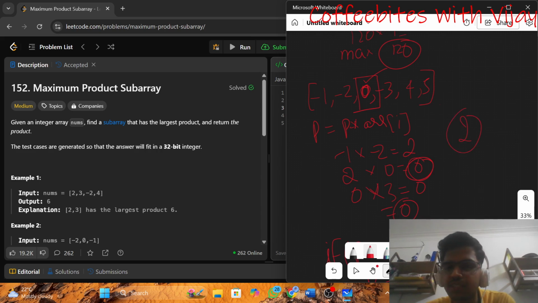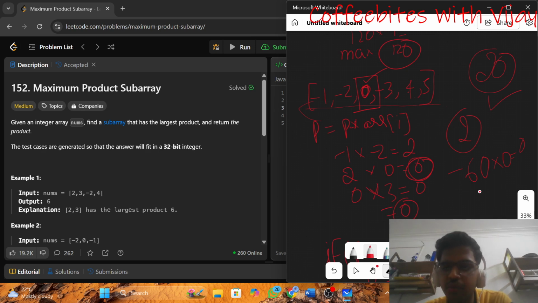What if I traverse like this? 5 into 4, 20. 20 into -3, so 20 would be my maximum initially. So 20 into -3, -60. So maximum would be 20 itself. -60 into 0. Now I encountered 0. Again I'll set my suffix to 1. And again I will do the multiplication.